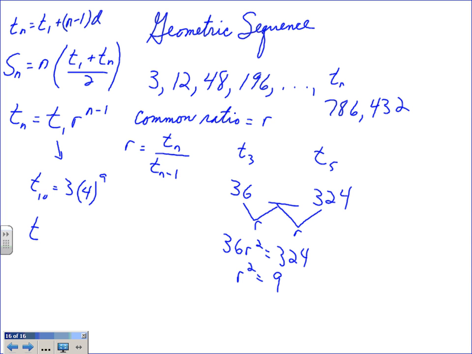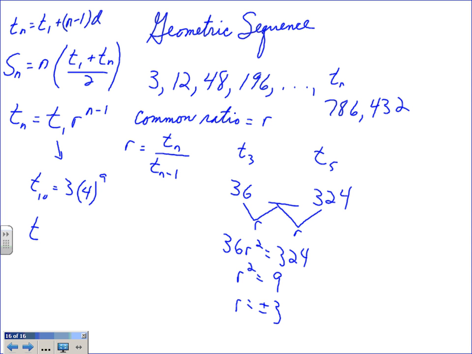Right? And what is my ratio then? What is my ratio then? Plus or minus. We're taking the square root of both sides of an equation. How does negative work? Well, let's see.